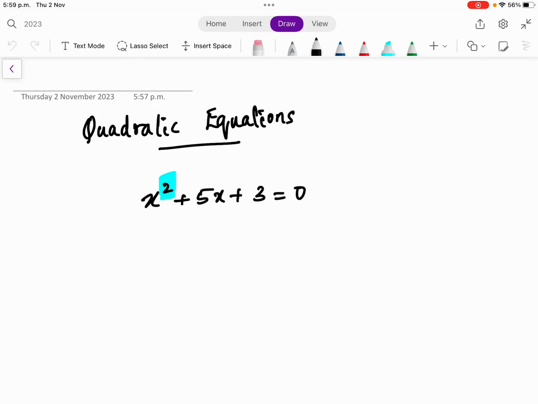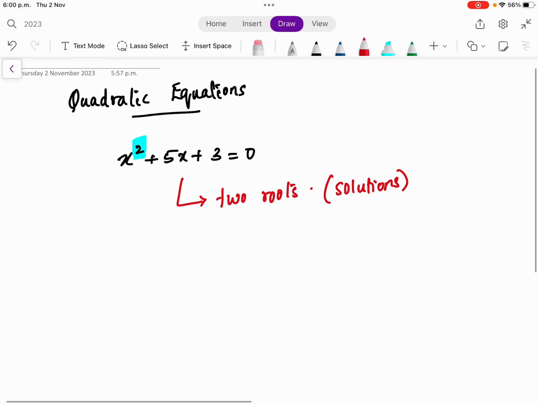When you have a quadratic equation like this, the main thing you have to understand is this will always have two roots, or they can be called solutions. So two solutions. A linear equation will always have one solution. A quadratic equation will have two solutions. There are many methods which we can use to solve a quadratic equation.